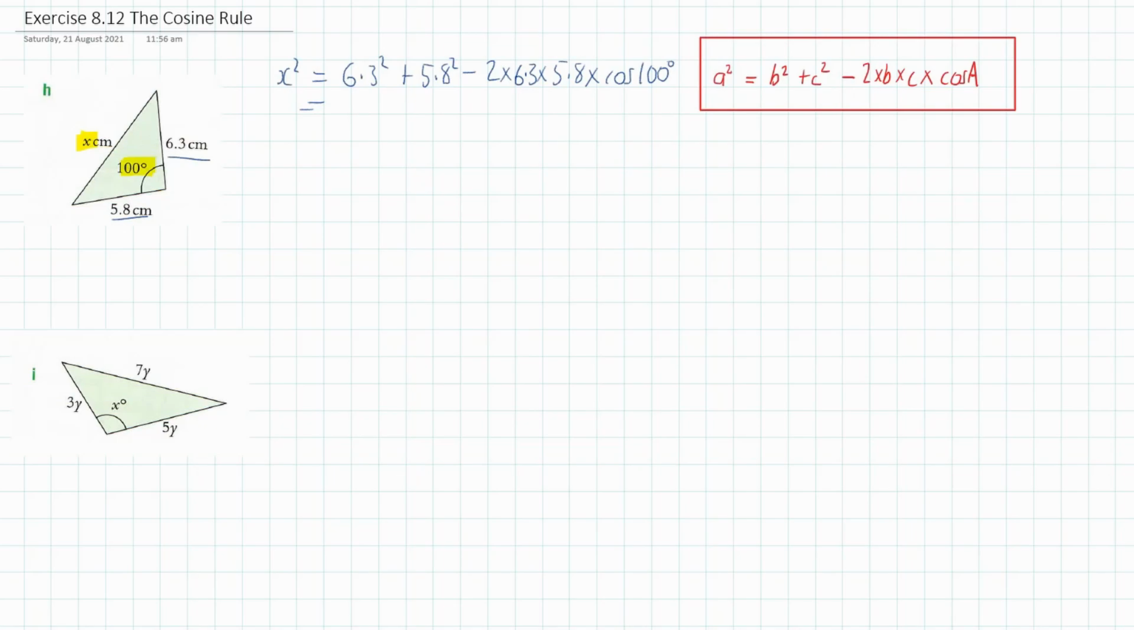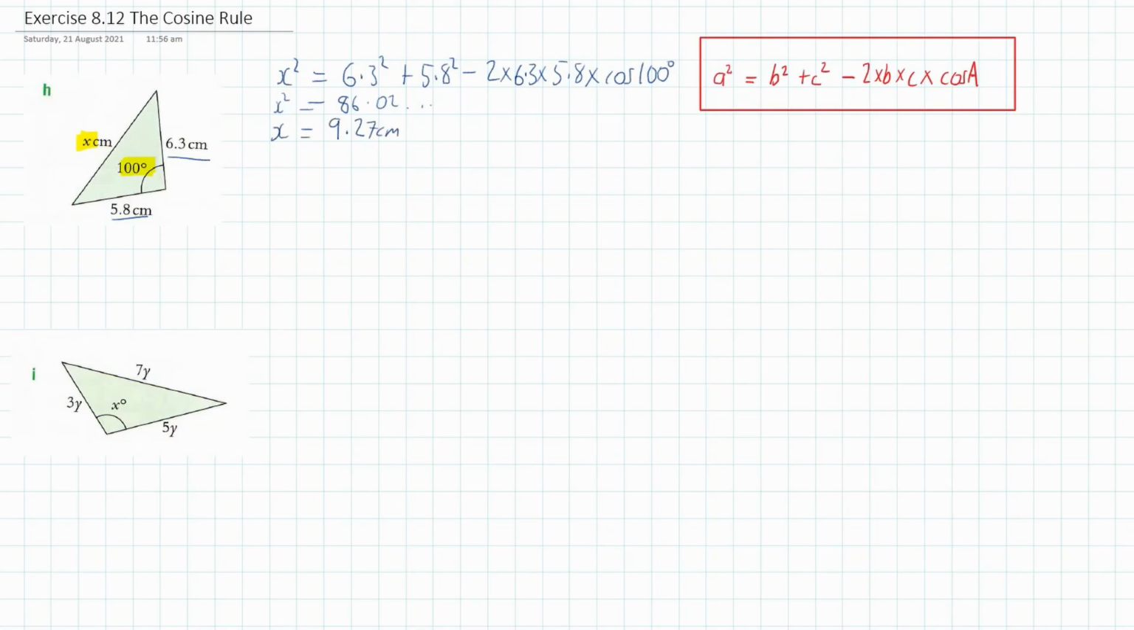I'm getting x squared is equal to 86.02 and so on. Okay, and we're going to square root that to find out what x is. Therefore x is equal to, and I'm getting an answer of 9.27 centimeters to three significant figures.